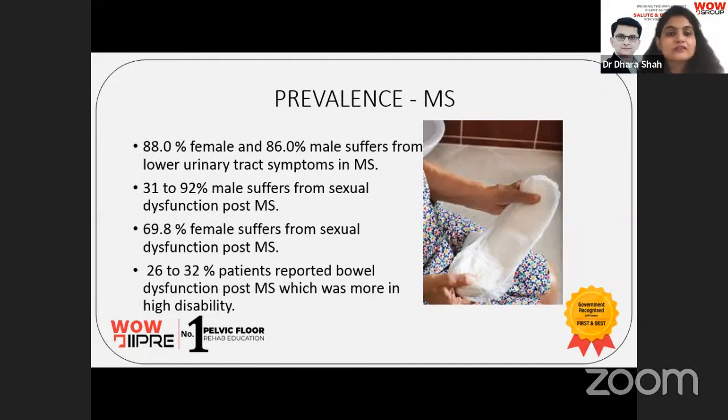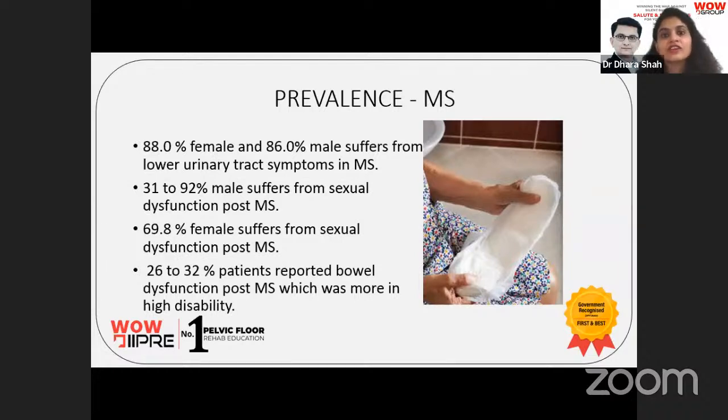The prevalence in MS is also very wide. 88% of females and 86% of males suffer from lower urinary tract symptoms. When we talk about lower urinary tract symptoms, these are urgencies, frequencies, stress incontinence, urge incontinence, and retention of urine, residual urine. All these are lower urinary tract symptoms. 31 to 92% of males suffer from erectile dysfunctions, which is the commonest sexual dysfunction post multiple sclerosis, and 60% post MS episodes. So it can be any type of MS.